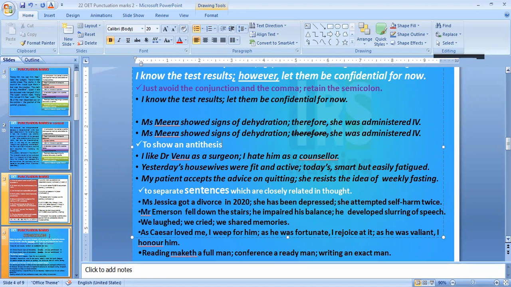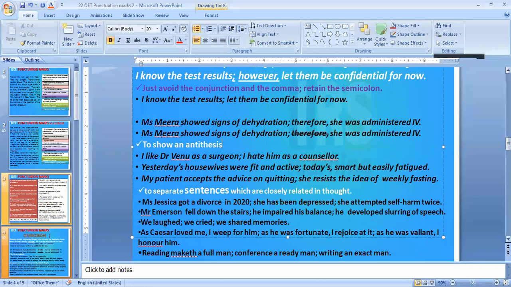Next sentence. Mr. Emerson fell down the stairs; he impaired his balance; he developed slurring of speech. Yes. See, these are all related. So semicolon, semicolon, semicolon. Then I've given 3 more sentences which are not medically related, like: we laughed; we cried; we shared memories. Semicolon, semicolon.